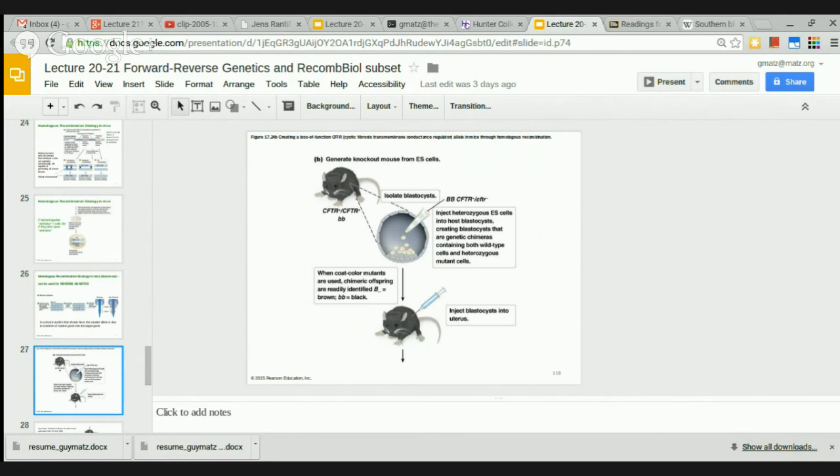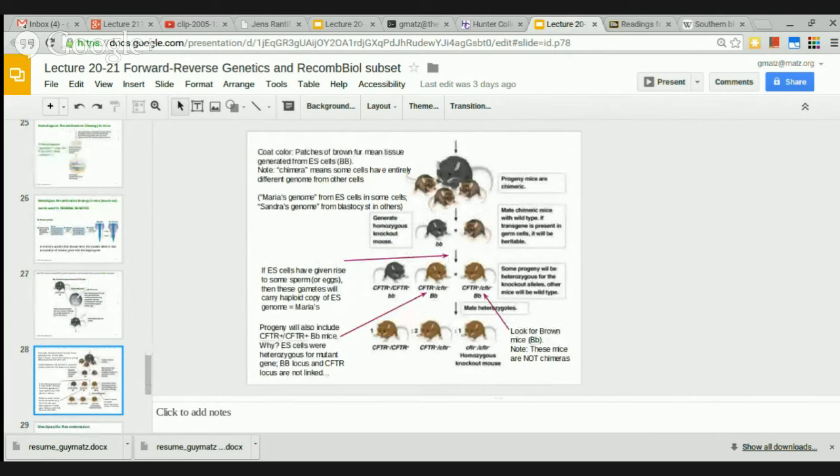And if you're lucky, she's going to give rise to little pups. And I hope you can see that these pups are not brown like these are. They are mottled. They're black and brown. In this case, our experiment has worked. In reality, you get a bunch of black pups from blastocysts that never incorporated the ES cells, and then you get a few mottled babies that look like this, and you get very excited when you see the mottled ones.